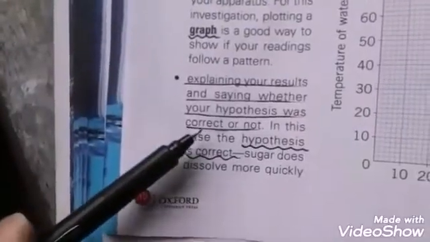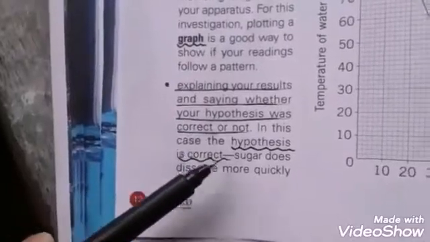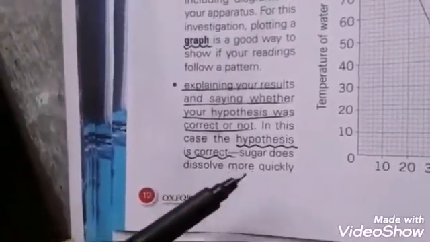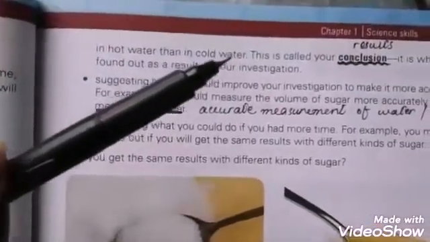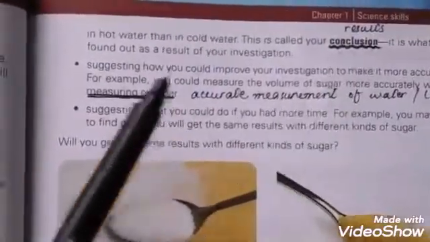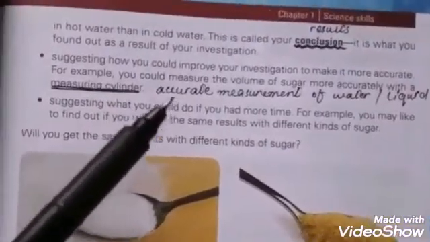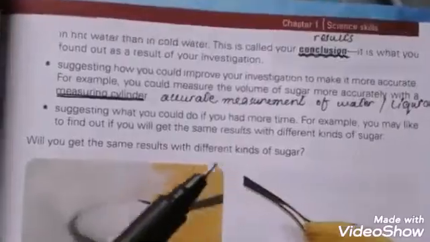The next is explaining your results, or whether your hypothesis is correct or not. The hypothesis in this experiment is correct, meaning sugar does dissolve more quickly in hot water than in cold water. Conclusions mean the results found out as a result of your investigation. Okay, now you have to use a measuring cylinder for accurate measurement of water.